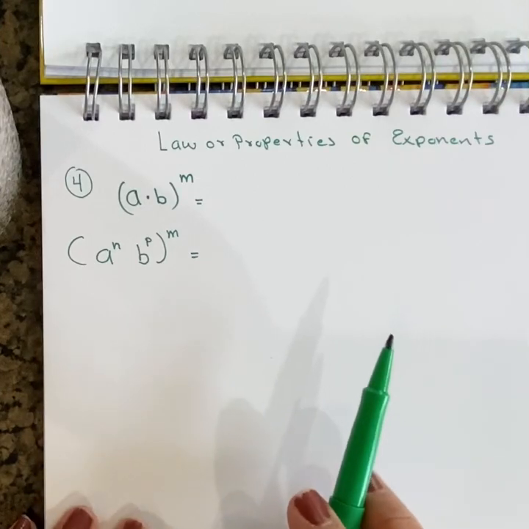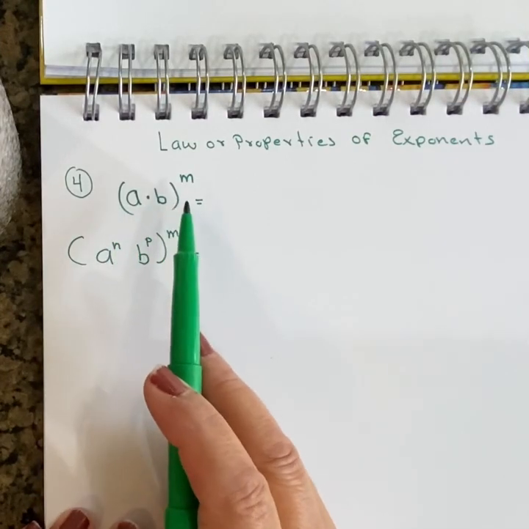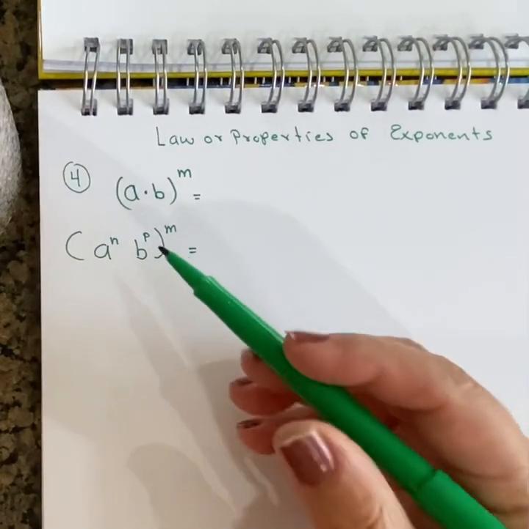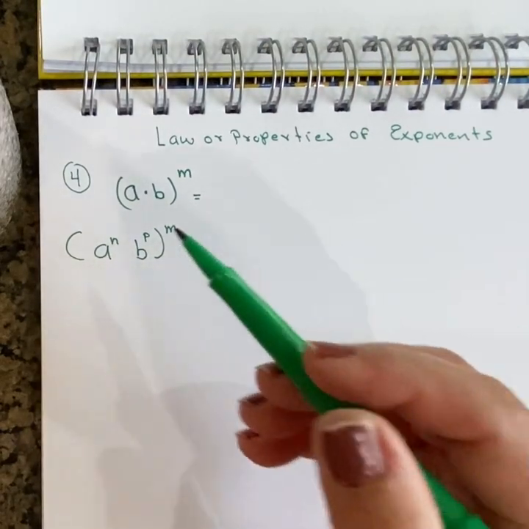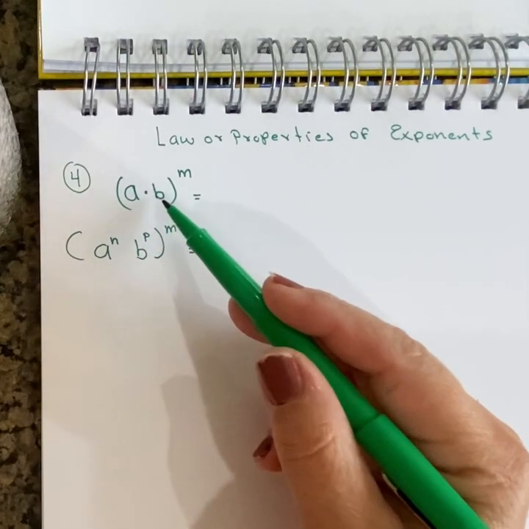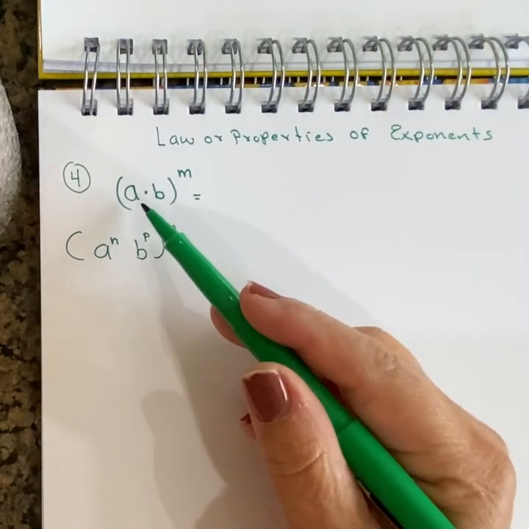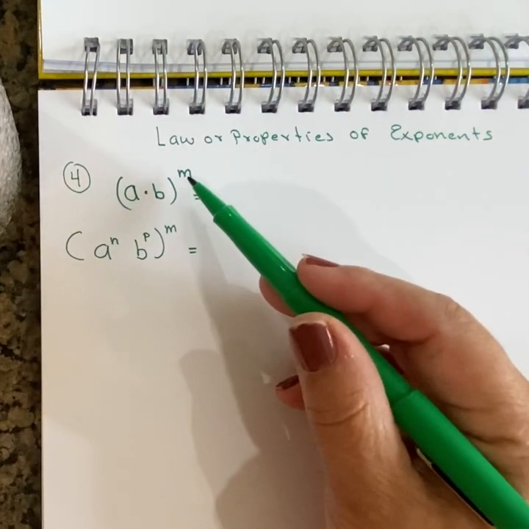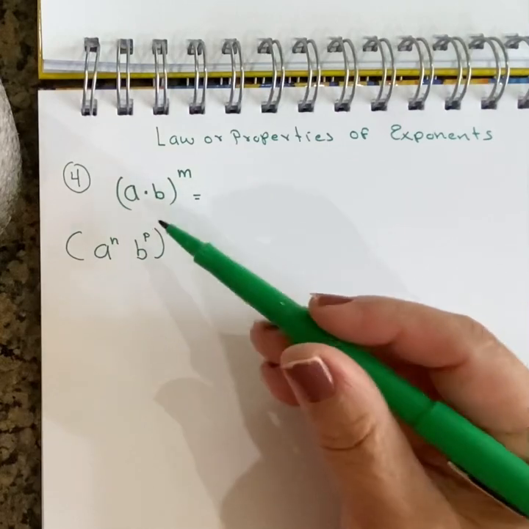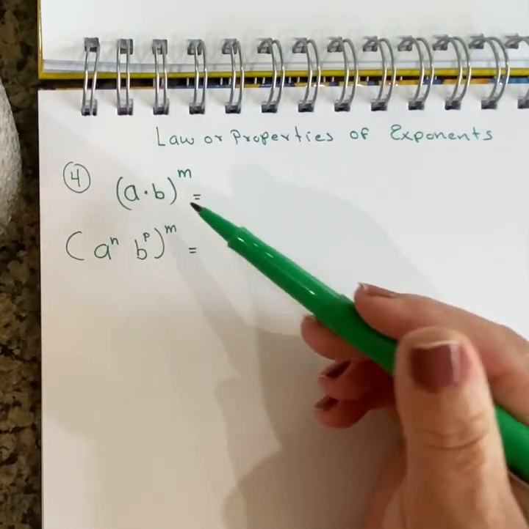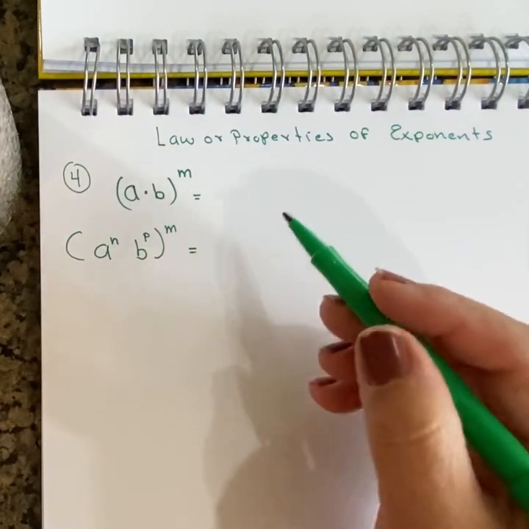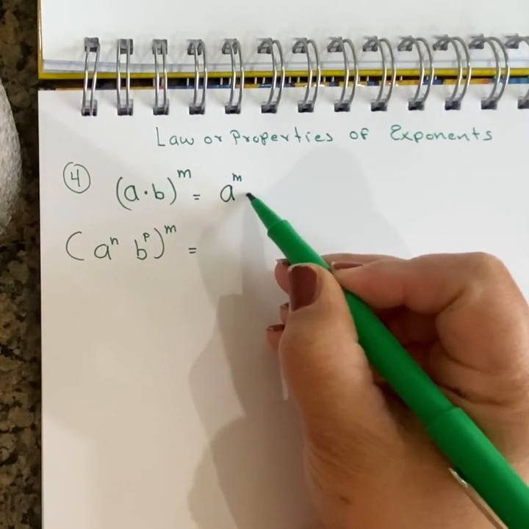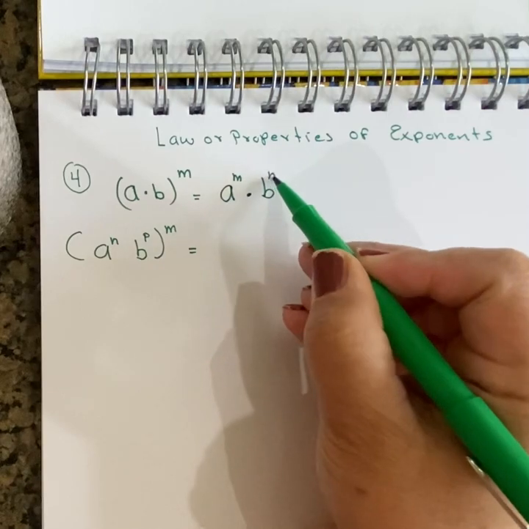Now we're going on to the fourth, properties of exponents, or laws of exponents, however you want to call it. In this case, we have a and b, so we can have two numbers or two variables inside the parentheses and an exponent. Everything in the parentheses must be affected by the exponent, so you want to do a to the m times b to the m.